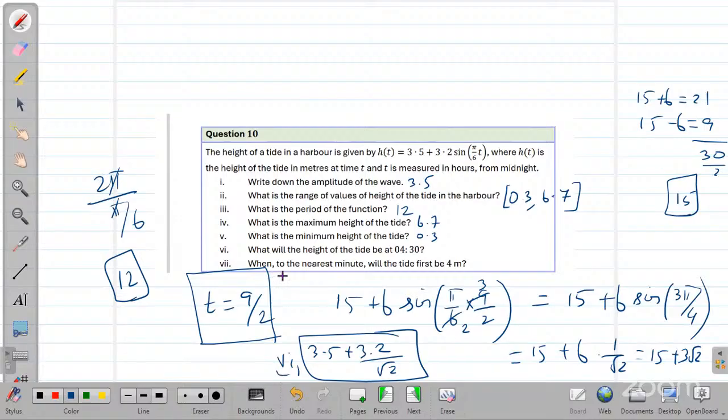And when, to the nearest minute, will the first side be 4 meters? So just equate this expression to 4 and get the value of theta. Probably you need to use a calculator to get the answer.